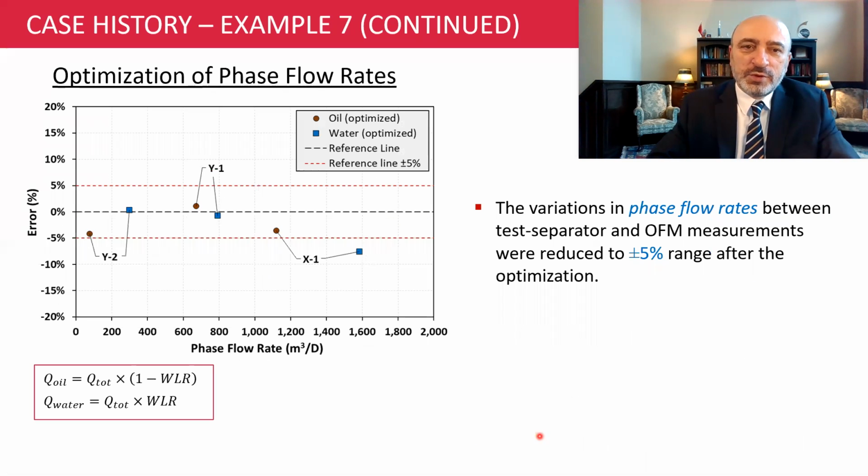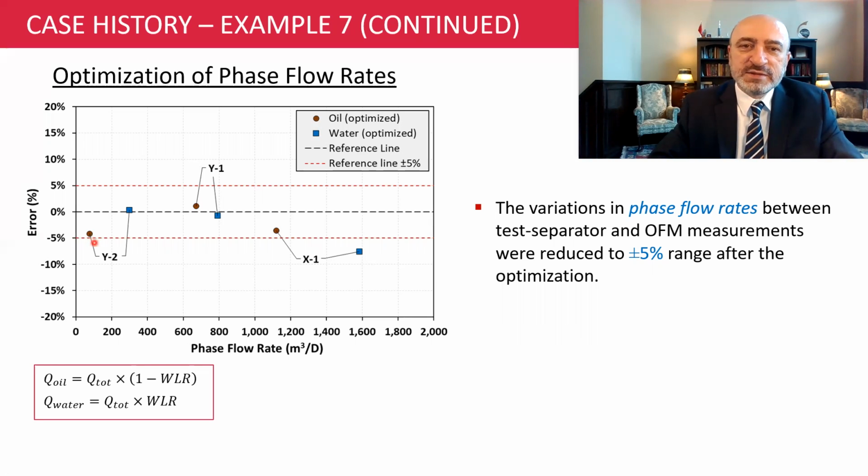So let's move on to the phase flow rates. In this plot, we are seeing the percentage errors of the optical flow meter with respect to the phase flow rates from the test separator. Now, this time we are plotting only the optimized phase flow rate errors. And the blue markers here show the percentage error in the water phase flow rate, and the brown circles represent the percentage error in the oil phase flow rate.